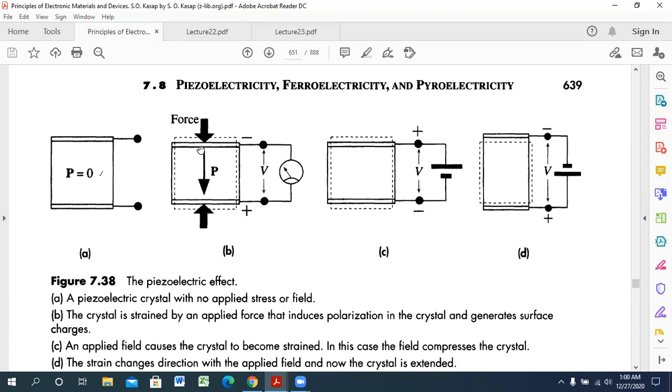Whenever we give the pressure in the downward direction, that means if the deformation occurs in this direction, then that will generate positive voltage, and if the deformation is in the upper direction, then that one is negative voltage. It depends on the distance between the two surfaces. Okay.